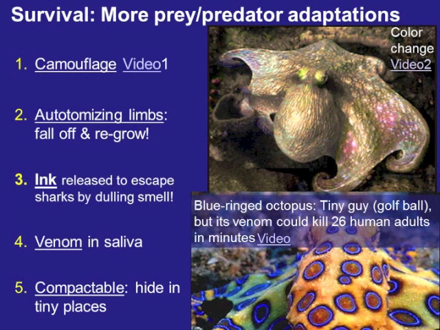They have venom in their saliva, in octopuses especially. So some octopuses, like the blue-ringed octopus, the bottom right picture, they have venom that could kill 26 human adults in minutes. There's a video there I encourage you to check out about that. And of course, with no bones, or no exoskeleton to speak of, they are compressible, and they can hide in tiny, tiny spaces. Needless to say, octopuses are not claustrophobic.